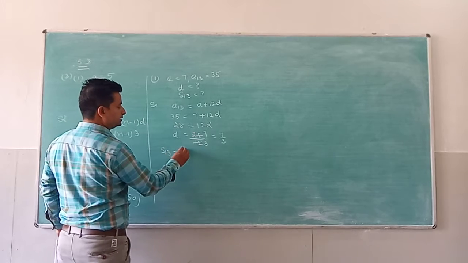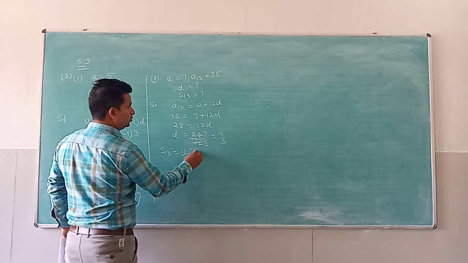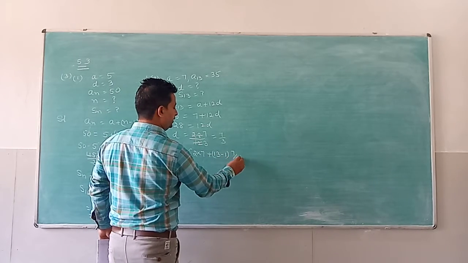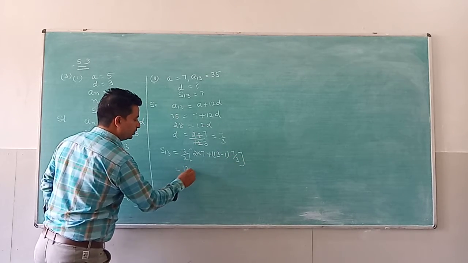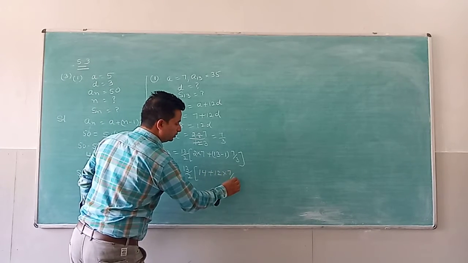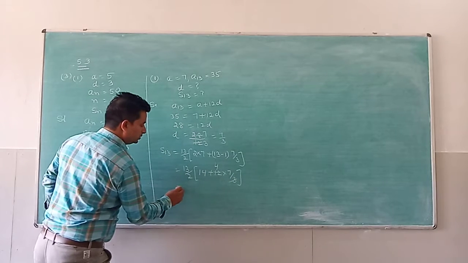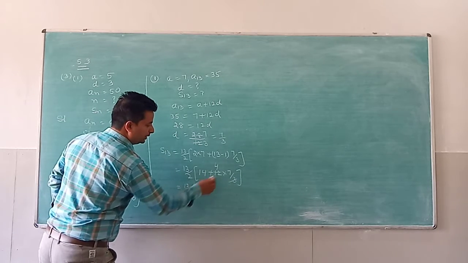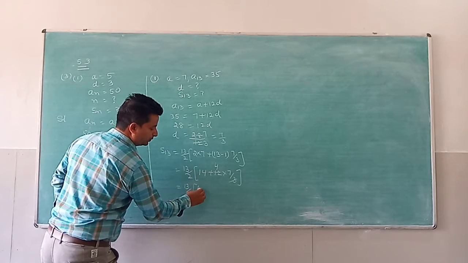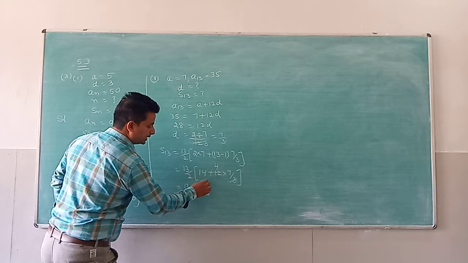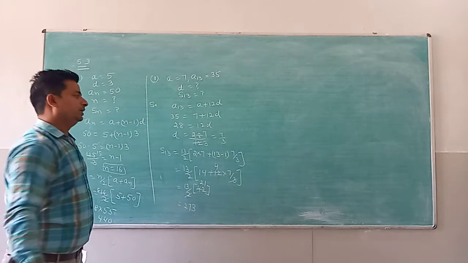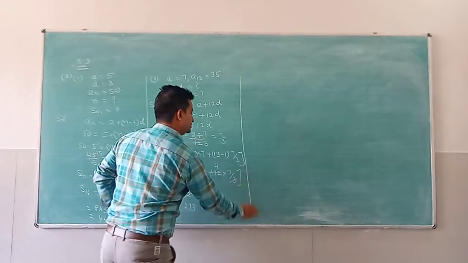And S13 is n upon 2, 2a plus (n minus 1) into d. So this is 13 upon 2, 2 sevens 14, plus 12 into 7 upon 3. This cancels out. So this is 13 by 2, 28 plus 14, 42. This cancels out. 13 into 21 is 273. 273 is the sum of 13 terms.